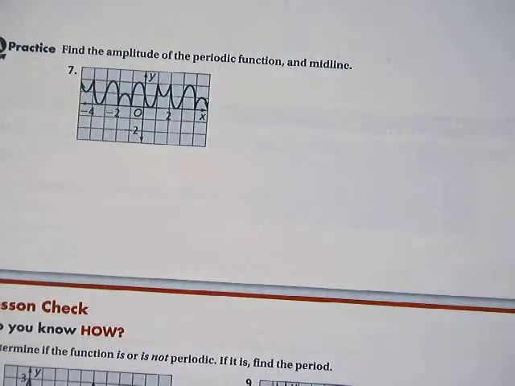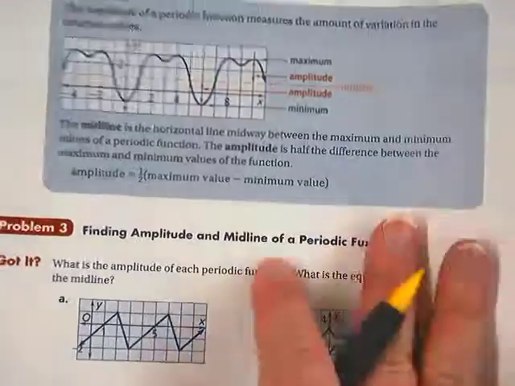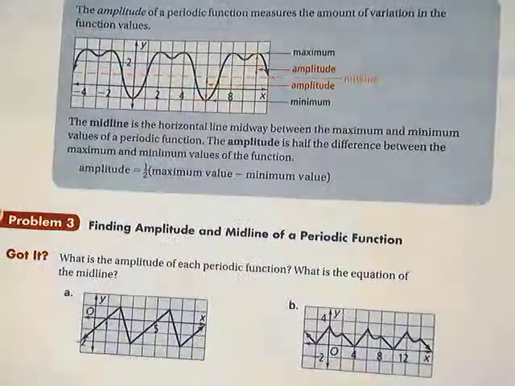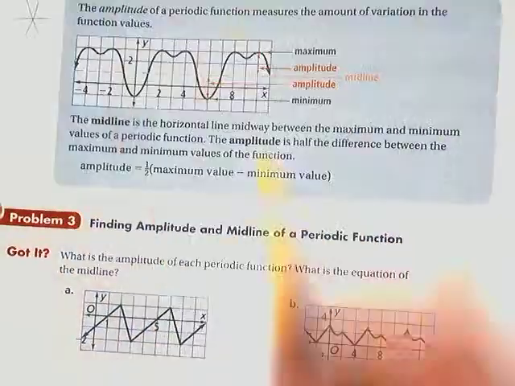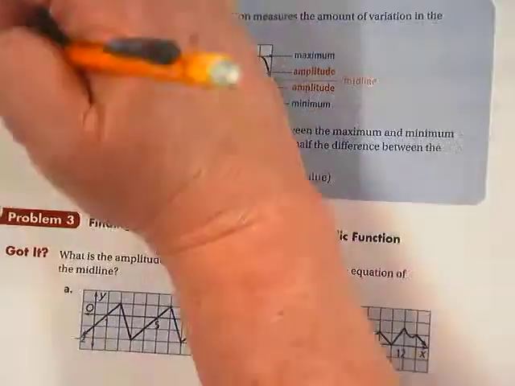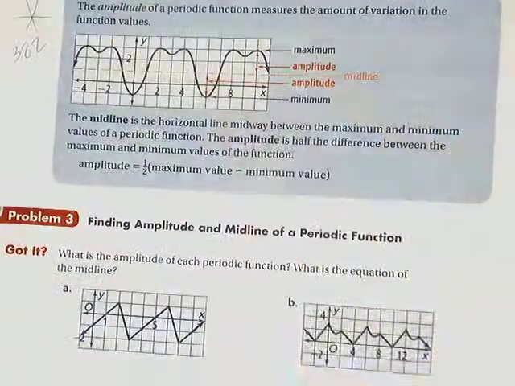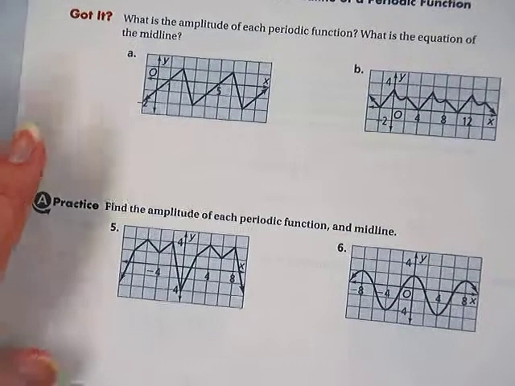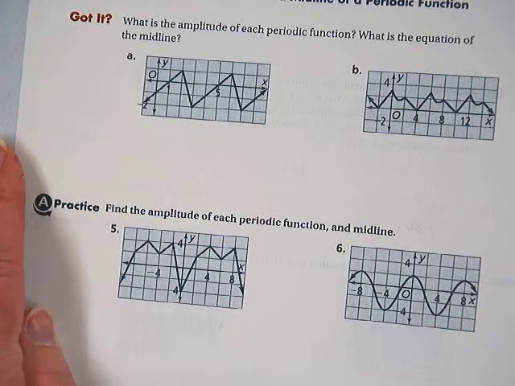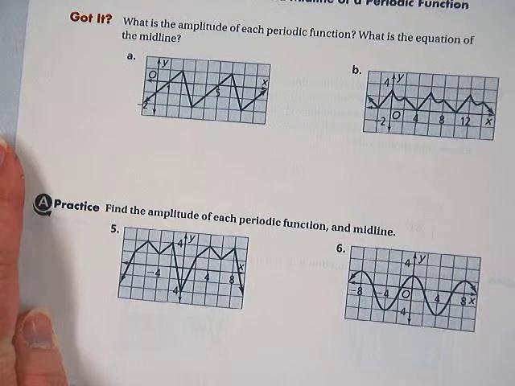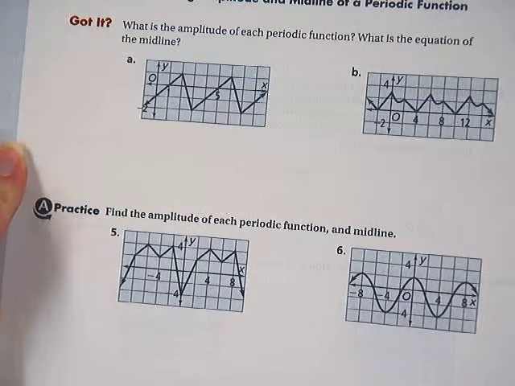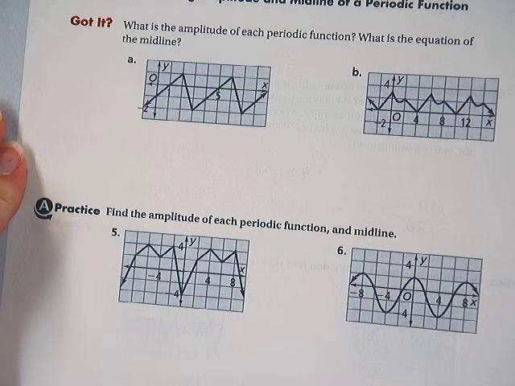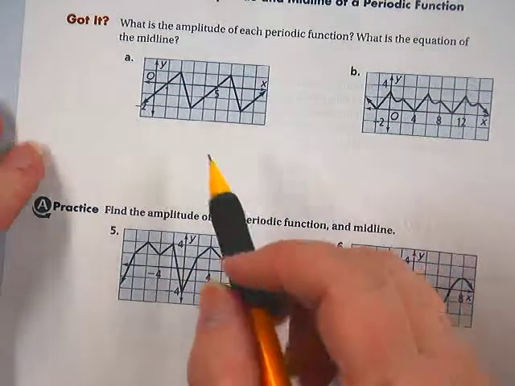Alright, now let's talk about amplitude and midlines. So you've got those definitions there. I told you they would come later. So if you didn't write them down earlier, there they are at the top of page 382. Okay, so amplitude. First of all, amplitude is always a positive number because it's a distance. Period is also always a positive number because it's also a distance. So period and amplitude are always positive numbers, okay?